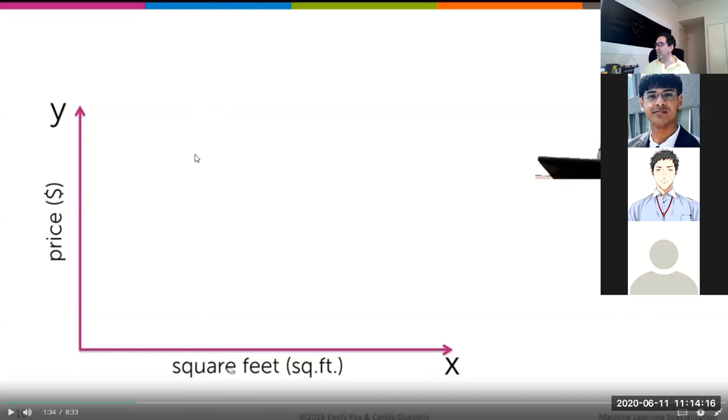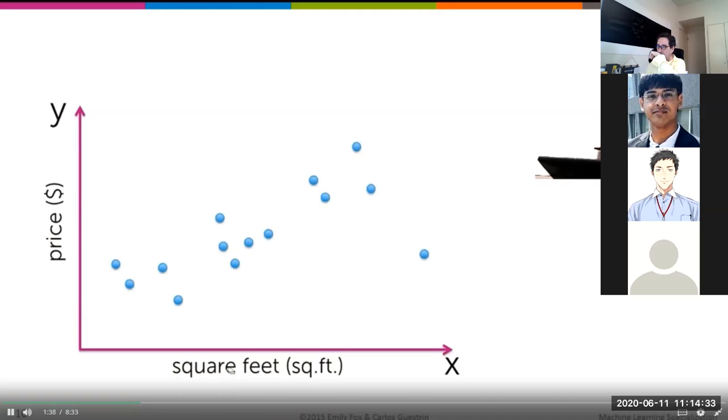Okay, so everyone get this? Yes. Each dot, we're going to have many dots on here. Each one is going to represent a house. And then if you want to know about that house, you just say, what's the X coordinate? That's the square feet. What's the Y coordinate? That's the price. So that's what this cloud of points represents.